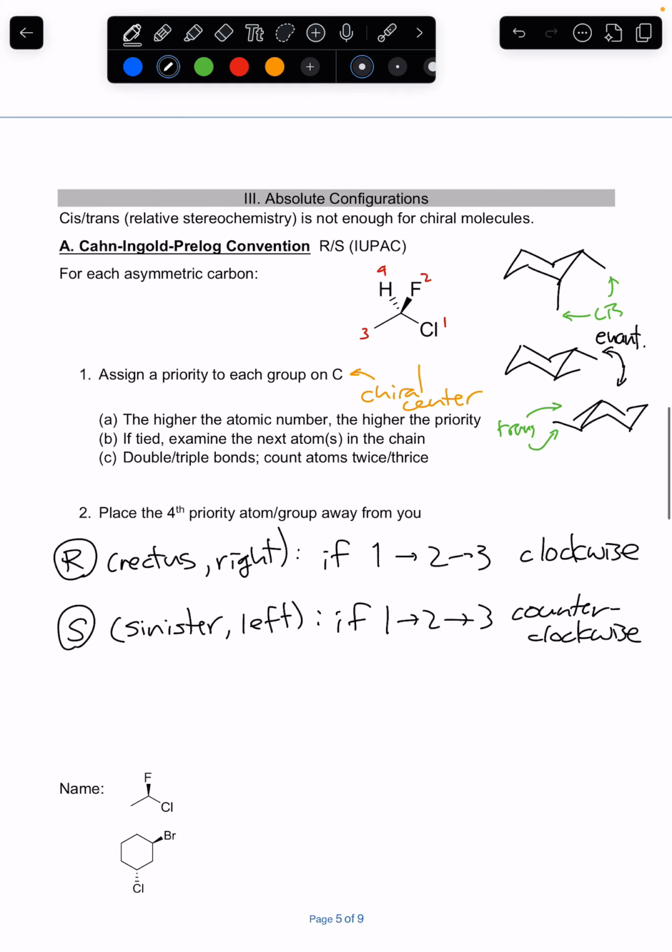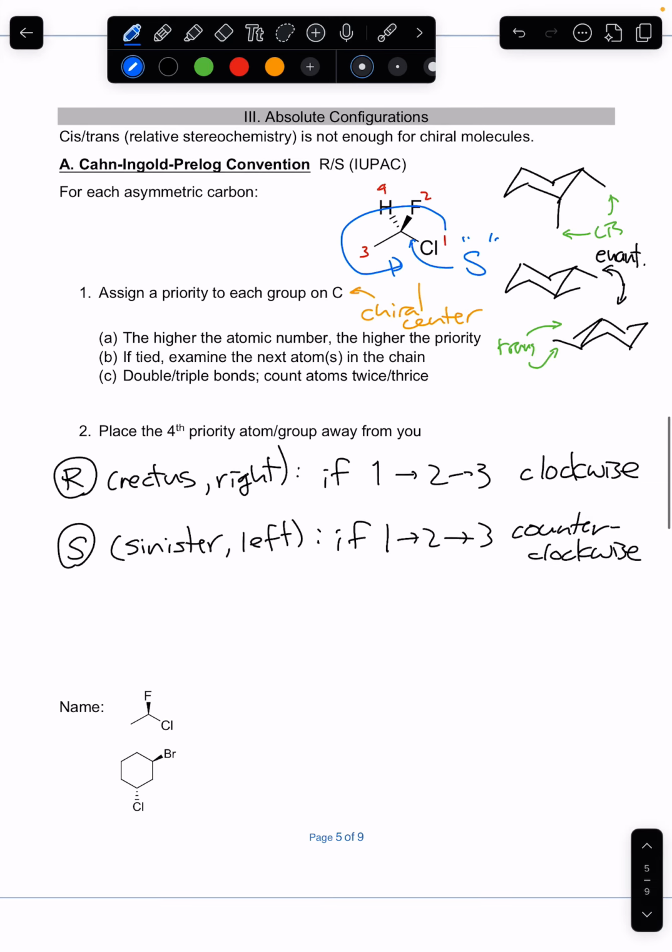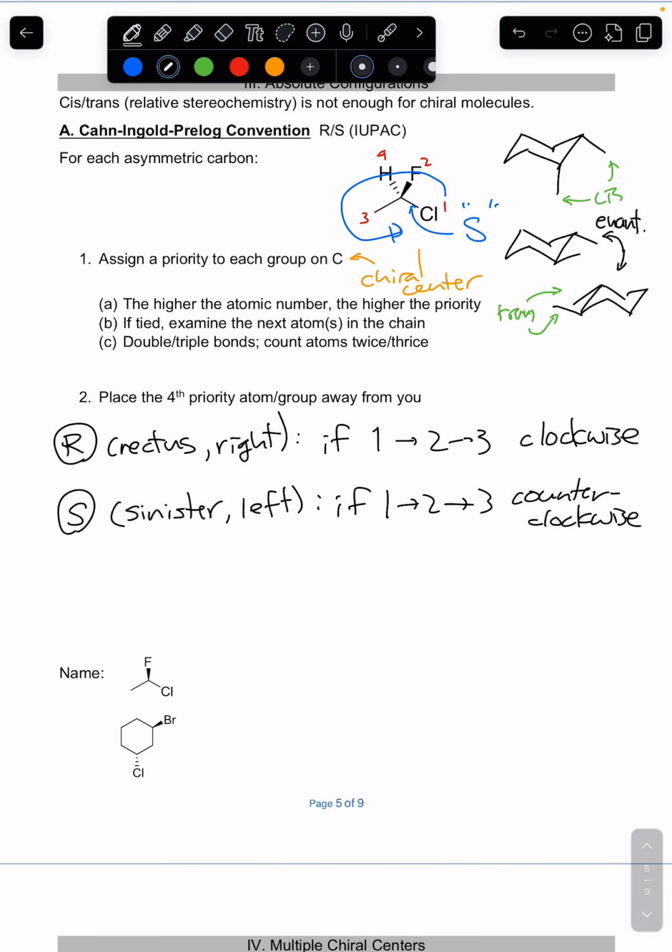All right, so going back to our example, I hope it makes sense that it goes 1, 2, 3. So that's in this direction, which is opposite of clockwise. It's counterclockwise. It's how you turn your steering wheel when you turn left. So this is an S assignment. Okay, hope that makes sense. Here's a couple more examples.